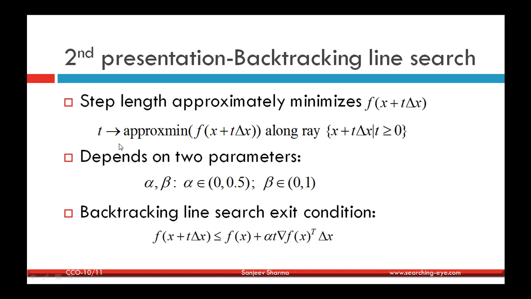And the backtracking line search depends on two parameters, alpha and beta, where alpha takes a value from 0 to 0.5 and beta can take any value between 0 and 1. Generally the value of beta is kept at 0.7, 0.8 or 0.9. So in the backtracking line search, the exit condition is that f of x plus t delta x is less than or equal to f of x plus alpha times t times the gradient of f of x transpose delta x. This we have already covered in the second presentation, so you can go back to the second presentation if you have any doubt.